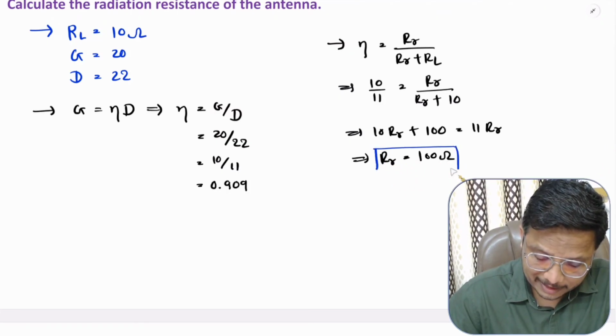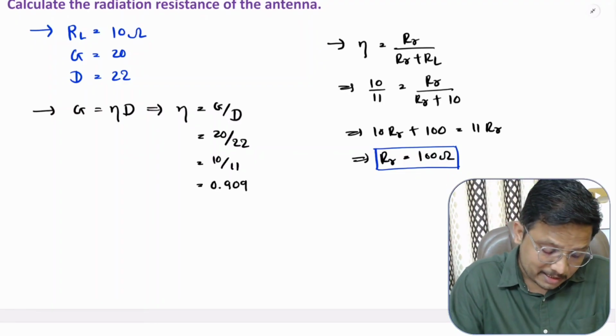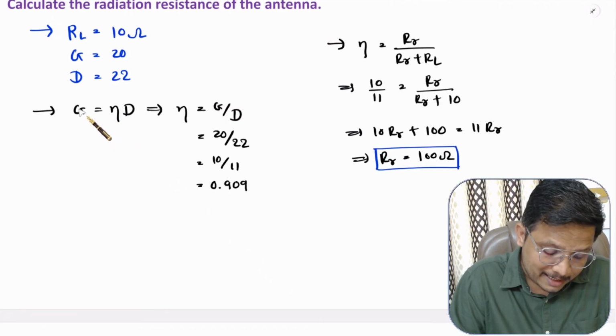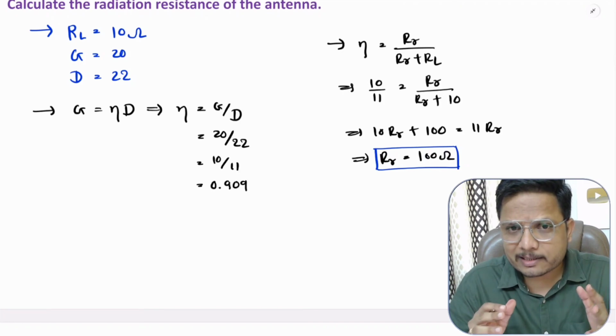That is how one can calculate radiation resistance based on radiation efficiency, and radiation efficiency can be calculated based on the gain and directivity of the antenna. I hope the basic fundamentals are clear to you now.